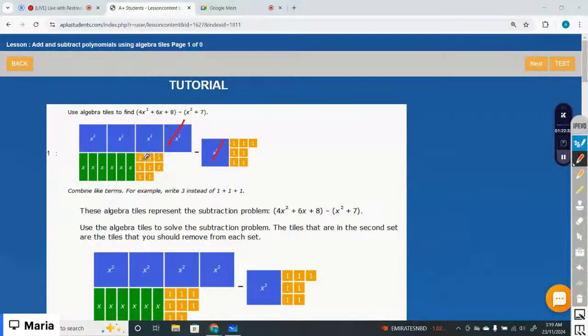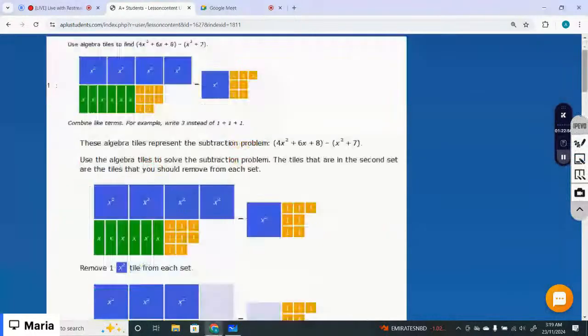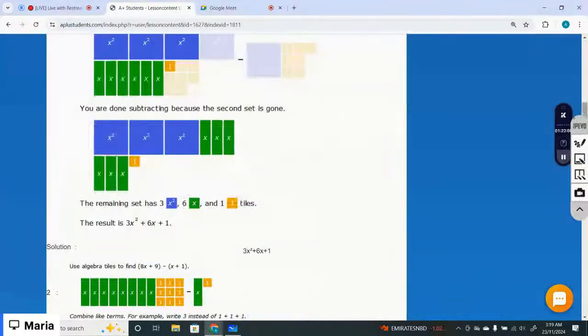Then here you have 8. So 7 of the tiles cancel out with these tiles, right? And you are left with 3x square tiles. They remain the same, right? Plus 6x and plus 1. So the answer is 3x square plus 6x plus 1. Here you have 3x square plus 6x plus 1.